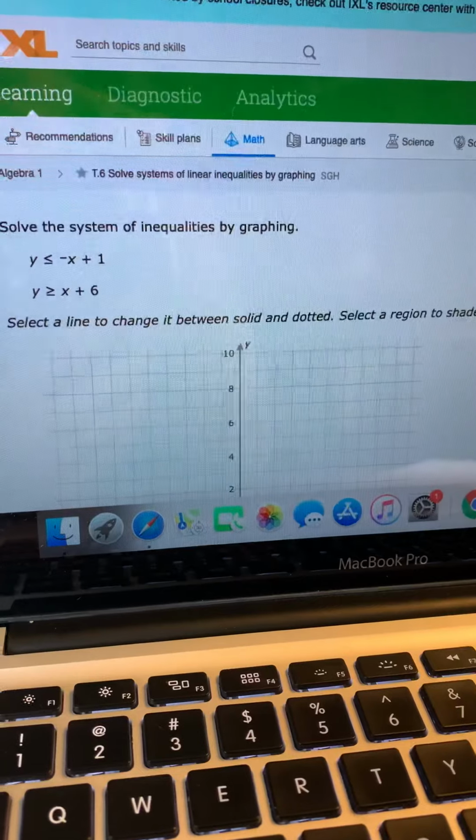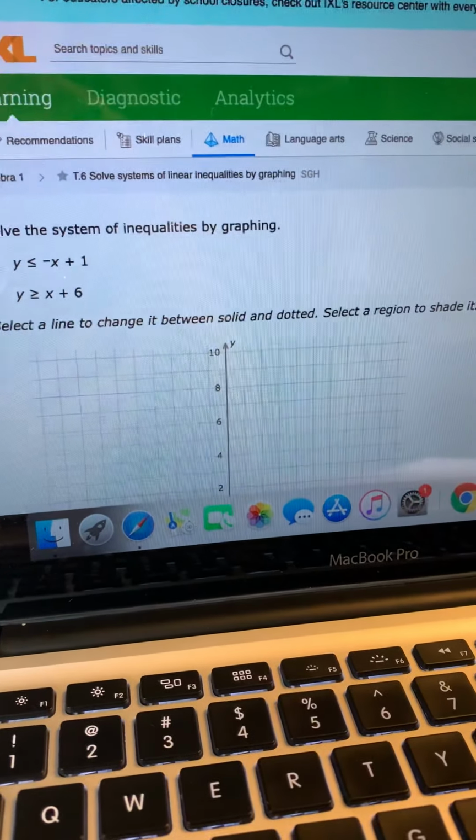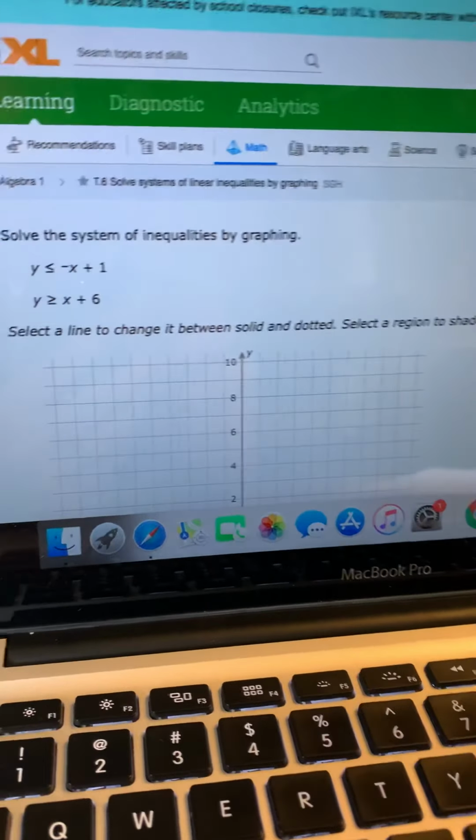Should you try that IXL and see how you do? Please let me know when you have questions because I'm sure that you will. There's a lot of different parts to this IXL. Good luck.